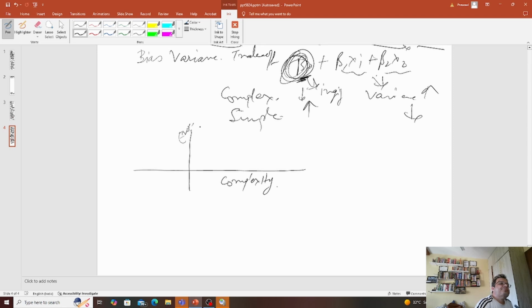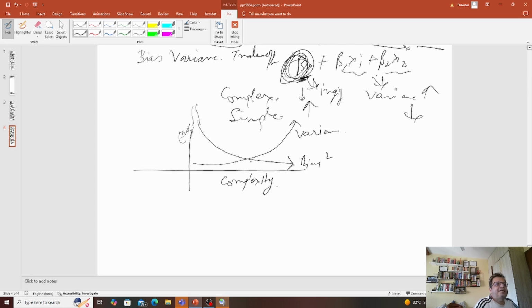So this is your bias. As the model becomes more and more complex, the bias becomes less and less. And this is your second equation, which is your variance. As your model becomes more and more complex, your variance will increase.